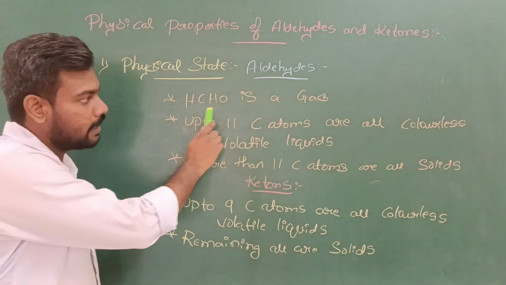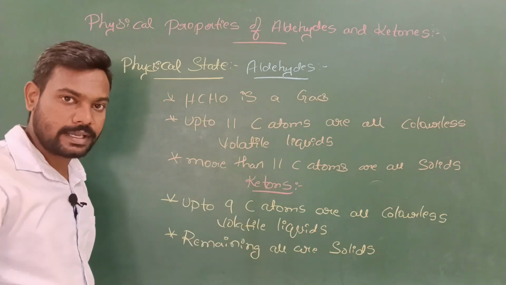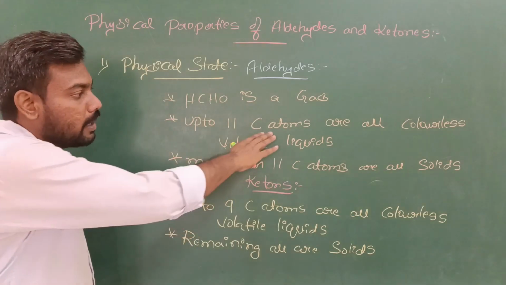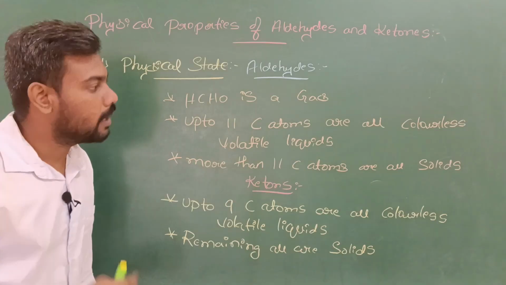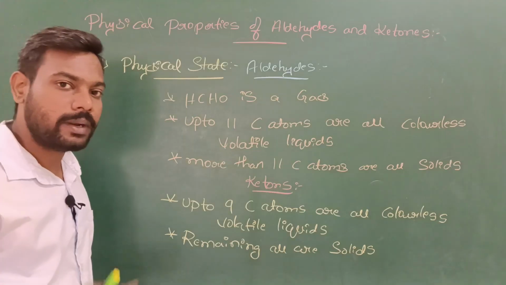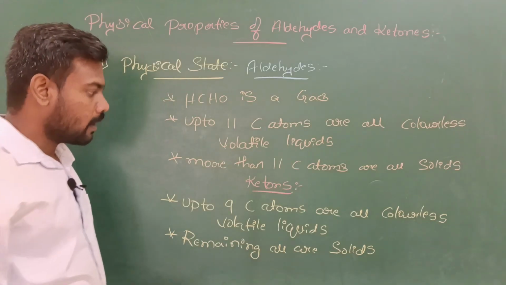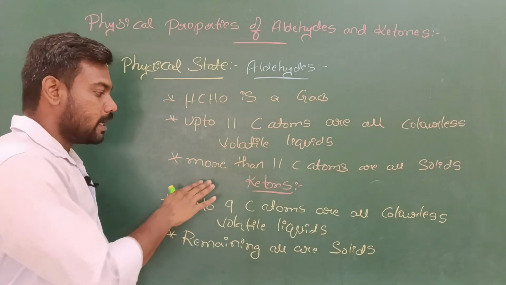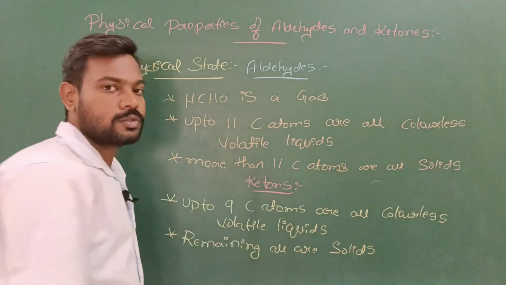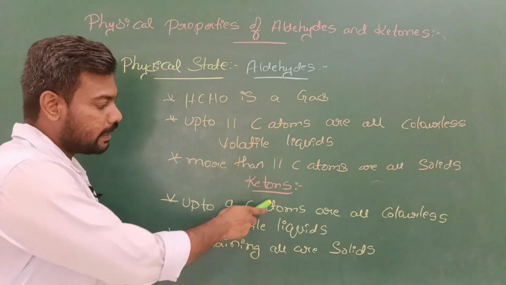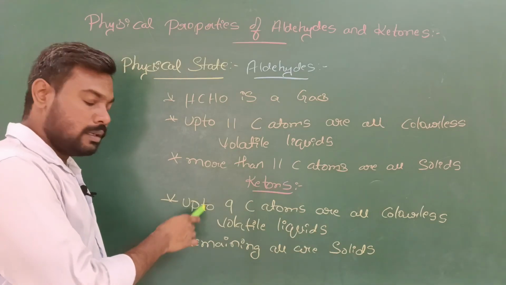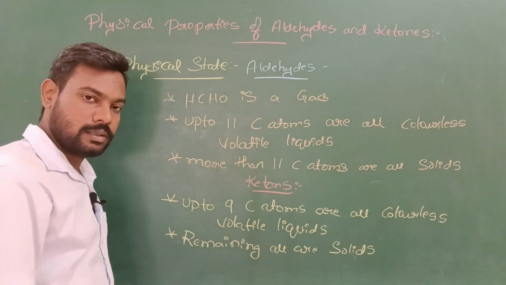In the case of aldehydes, formaldehyde is a gas, and the remaining aldehydes which contain up to 11 carbon atoms are all colorless volatile liquids. They will evaporate easily at room temperature. And the aldehydes which contain more than 11 carbon atoms are all solids. Clear?